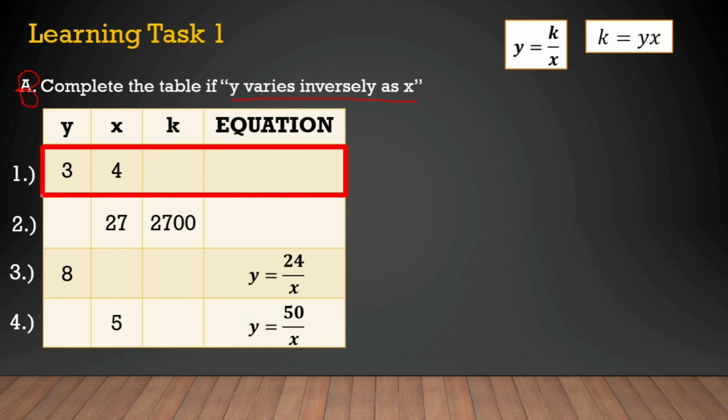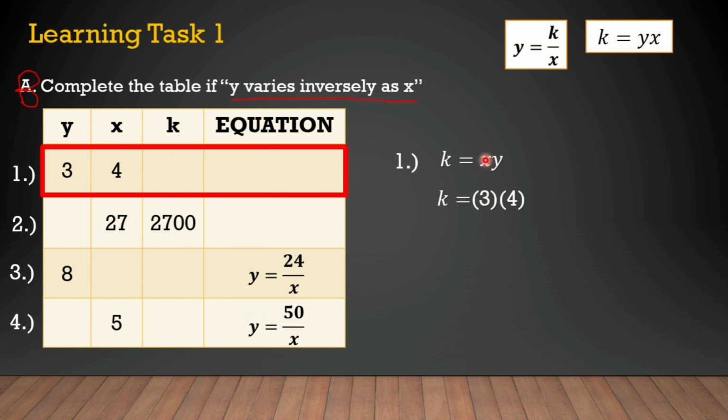Okay, so first, let's answer number 1. So here, given ay y and x, which is 3 and 4, ang hahanapin muna natin is yung k and the equation. So since hinahanap natin yung k, alin dito sa formula ang gagamitin natin kung hahanapin natin yung constant of variation? So syempre, ito. K is equals to x times y or y times x. Just the same. Tapos, isa-substitute lang natin yung mga given na to dito sa formula.